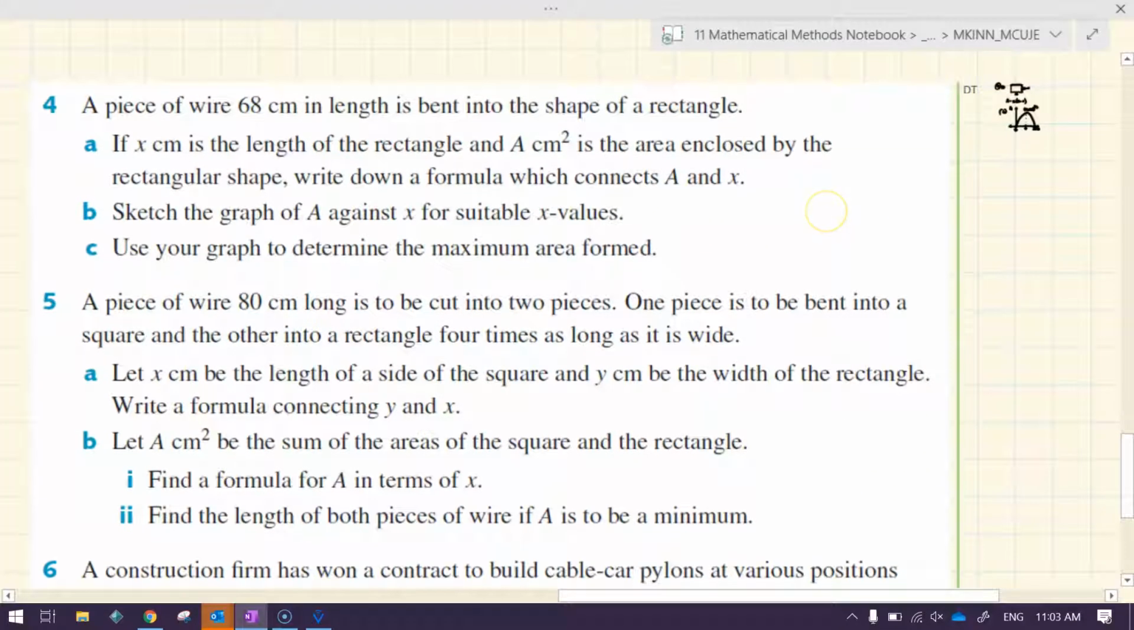A piece of wire is 68 centimetres in length and is bent into the shape of a rectangle. Now, they've helped you out a little bit here. X is the length of the rectangle and A is the area enclosed by the rectangular shape. Write down a formula which connects those. Go through your VESPA. Some of it's been done for you. See how you go with that.